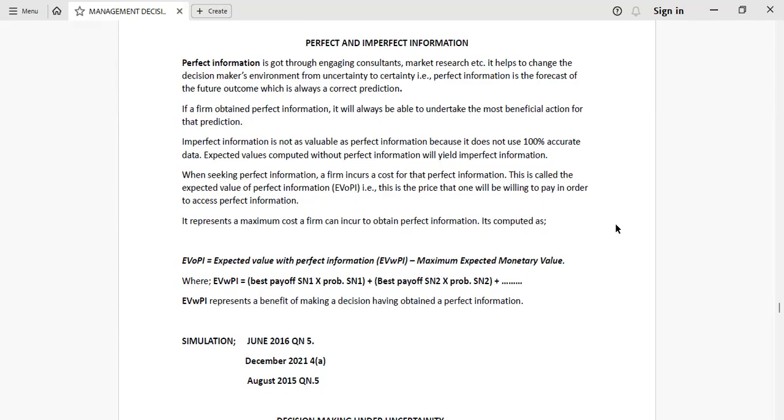In other words, we are just reflecting the benefit. What we expect to get from that perfect information is what we call the expected value with perfect information. In other words, it's the value that is coming after the decision maker using that perfect information.